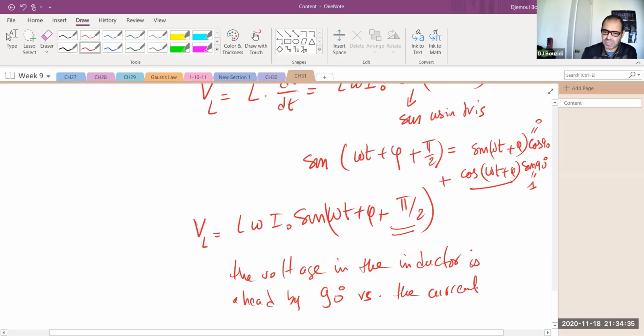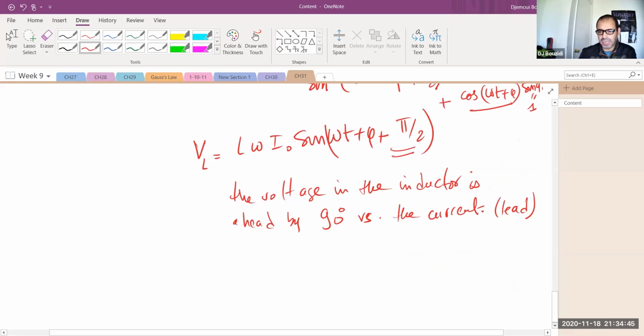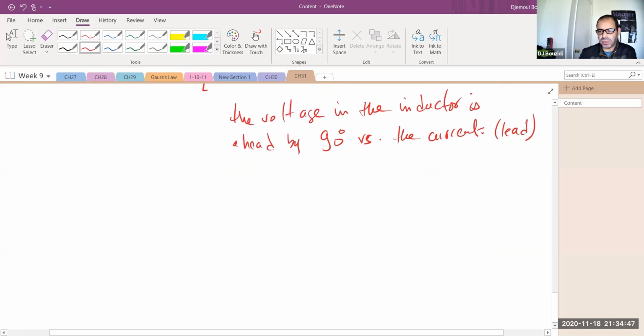It's ahead of the current, actually. It's leading the current. The word used here is lead, not led, leading it. Okay? I'm going to do the same thing for the capacitor.